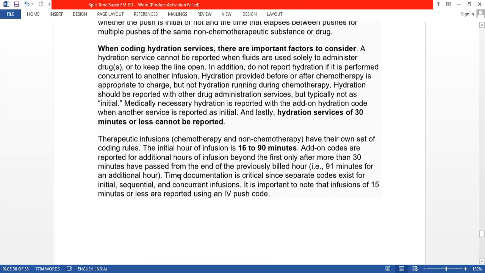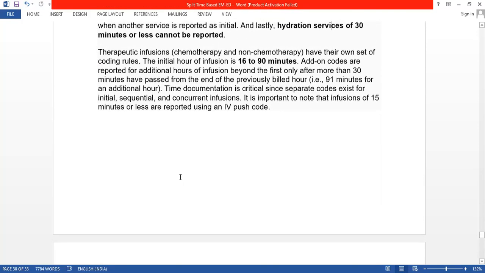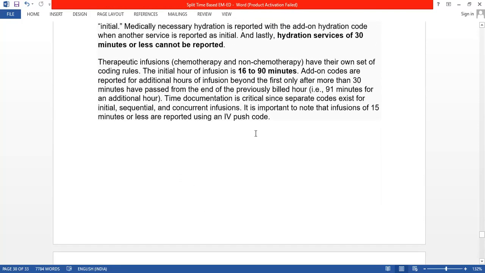Minimum 31 minutes must be there to code the hydration, right? Therapeutic infusions have their own set of coding. The initial hour of infusion is 16 to 19 minutes. This is all about the infusion. So 16 to 90 minutes, minimum 16 minutes must be there, and the first initial will be coded.